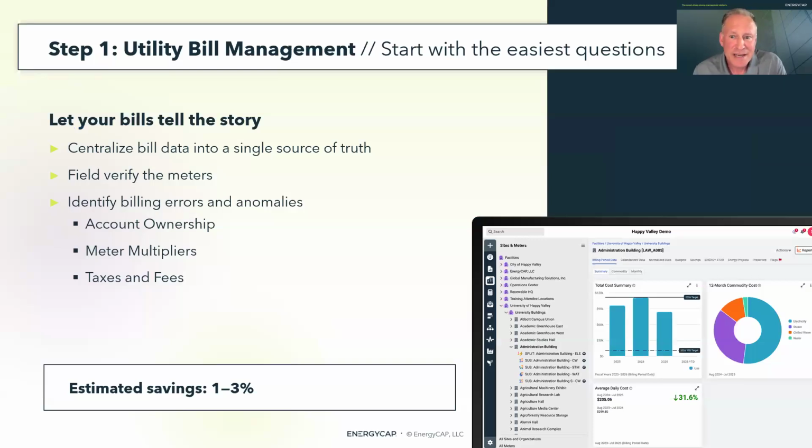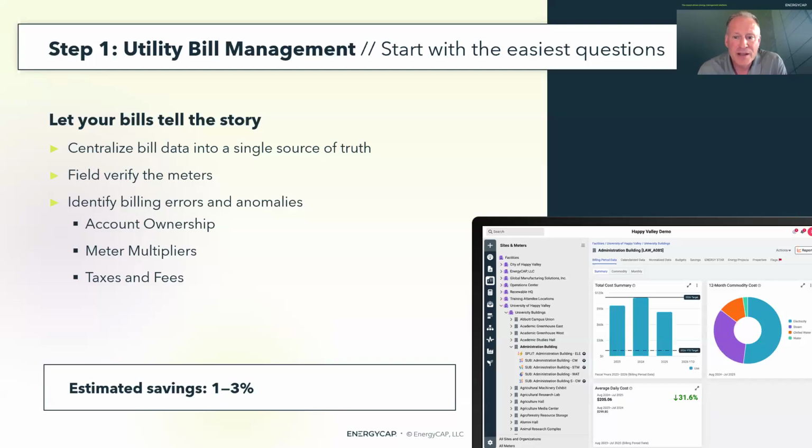So step number one is getting the data into Energy Cap. I've said this before, but just make sure it rings true: this is a way to centralize all your data into one spot, one single source of truth. And what you see in the bottom right of the screen here is a screenshot of what Energy Cap looks like.